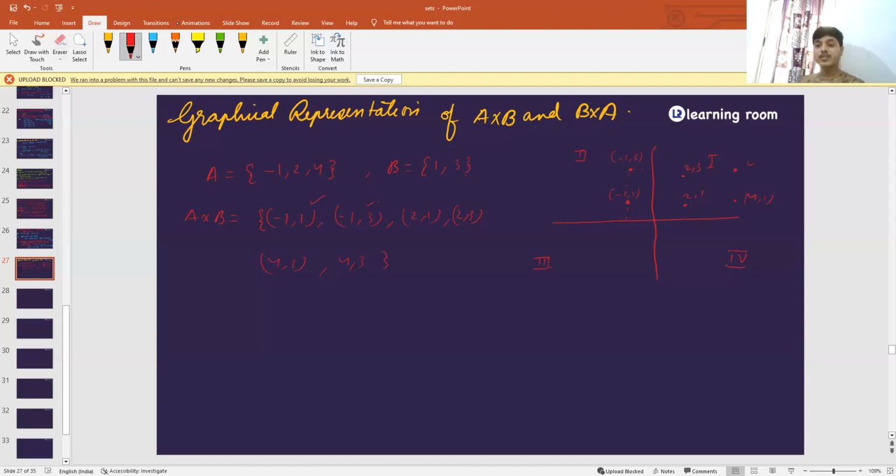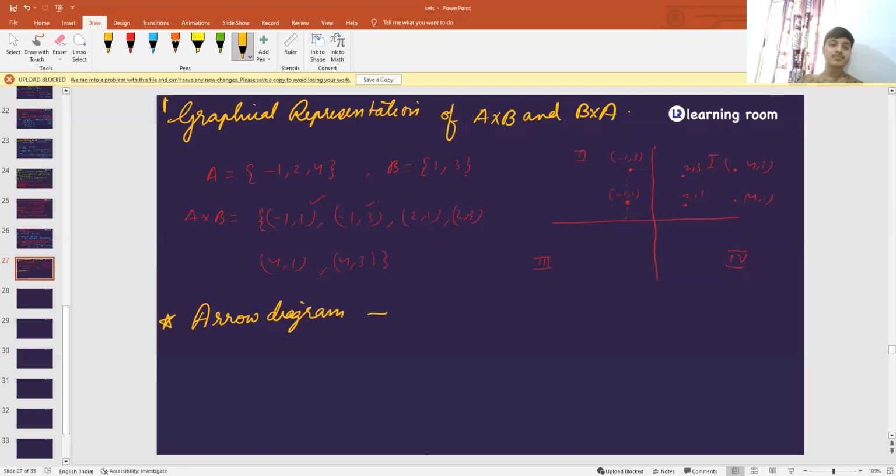And what else? Anything else remaining? 1, 2, 3, 4, 5, 6. No, all of them are done. So these are the different points that we have to locate. Similarly, you can do it for B cross A also. Another one is the arrow diagram. What is an arrow diagram?